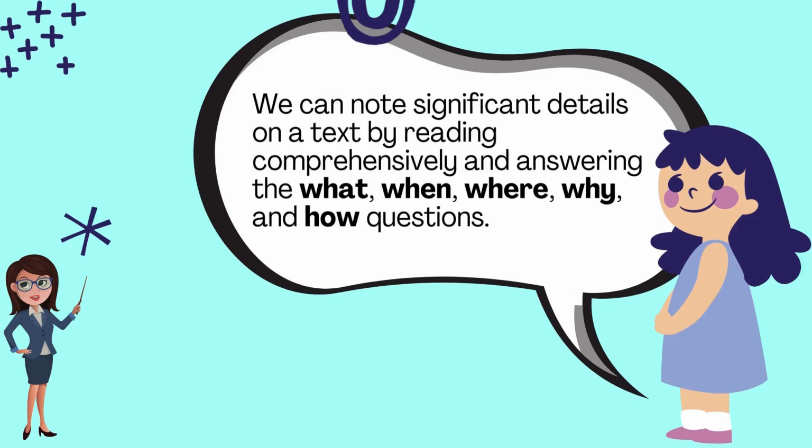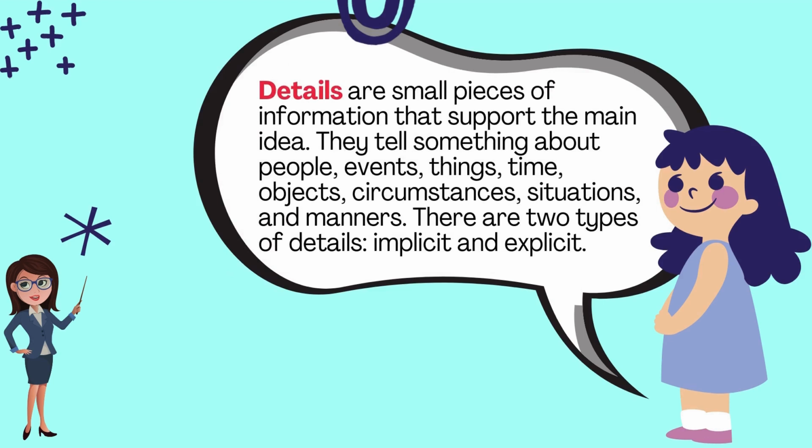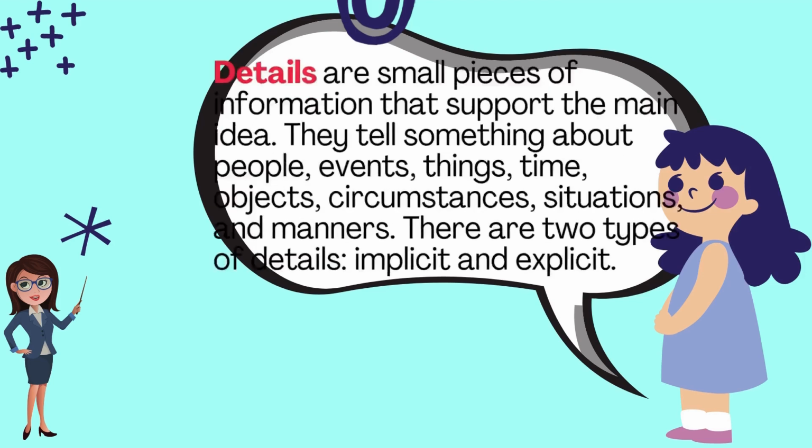We can note significant details on a text by reading comprehensively and answering the what, when, where, why, and how questions. Details are small pieces of information that support the main idea. They tell something about people, events, things, time, objects, circumstances, situations, and manners. There are 2 types of details: implicit and explicit.